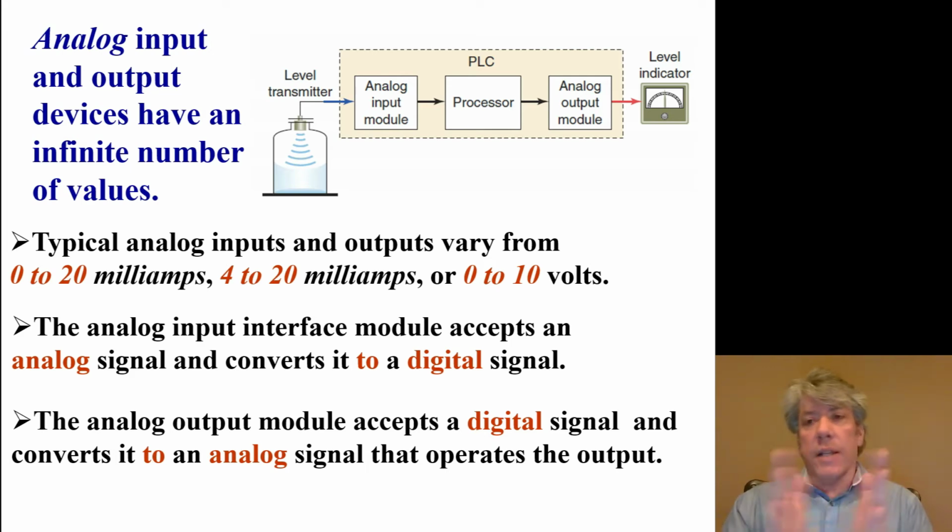So there has to be something to take the analog signal and convert it to digital, and what's used there is called an analog to digital converter, an ADC. And so that's basically the main thing that is inside of the analog input module, is an analog to digital converter. And so what it does is measures analog signals that are continuous in nature.